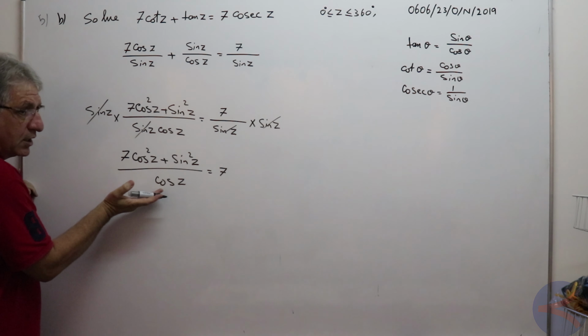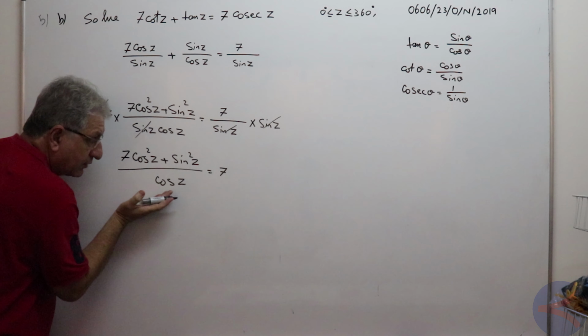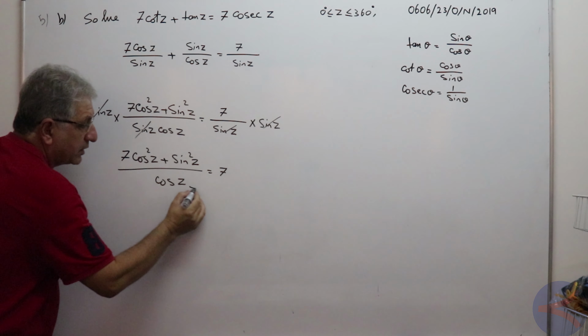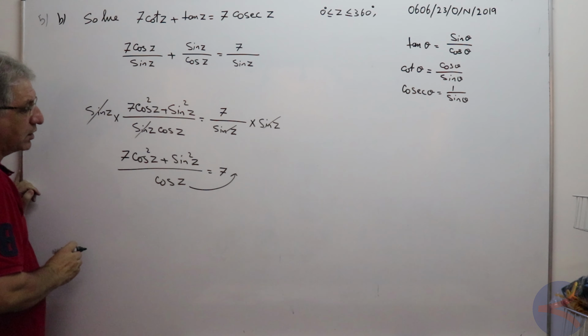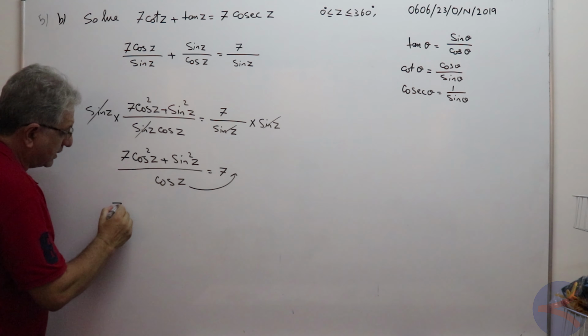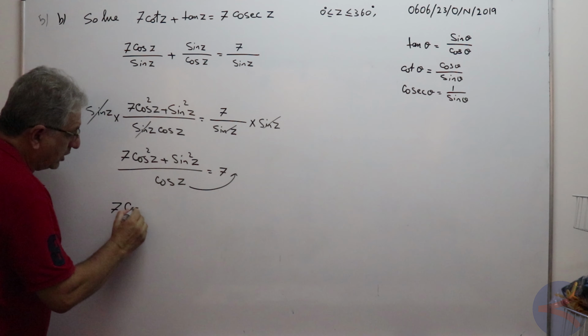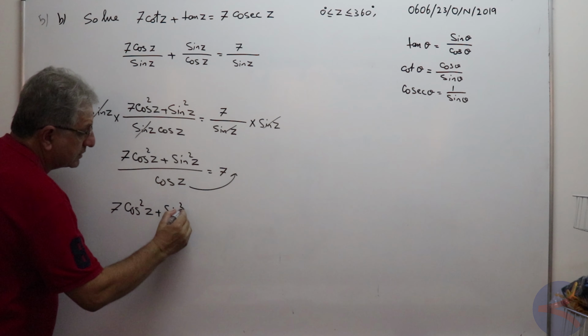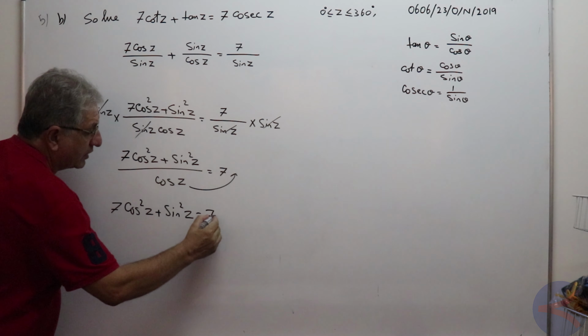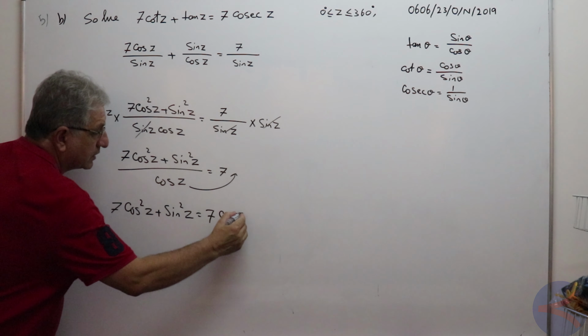So I'm going to get this. Now I will cross multiply here. Therefore, this goes there, and I multiply this here. That means I'm multiplying both sides by cos z. Therefore, I'm going to get 7 cos square of z plus sine square of z equal to 7 cos z.